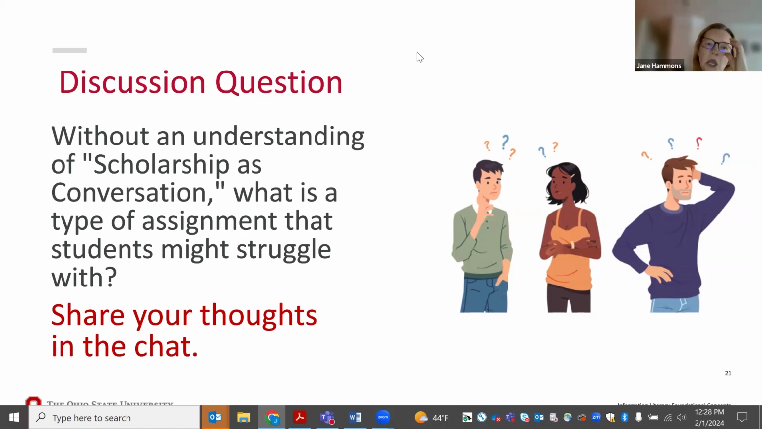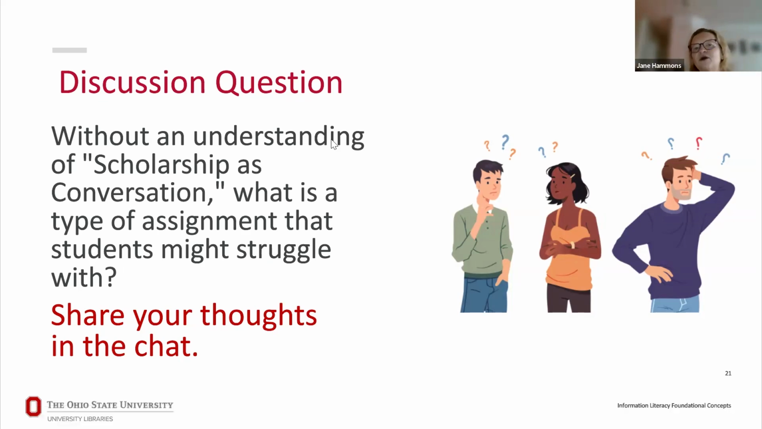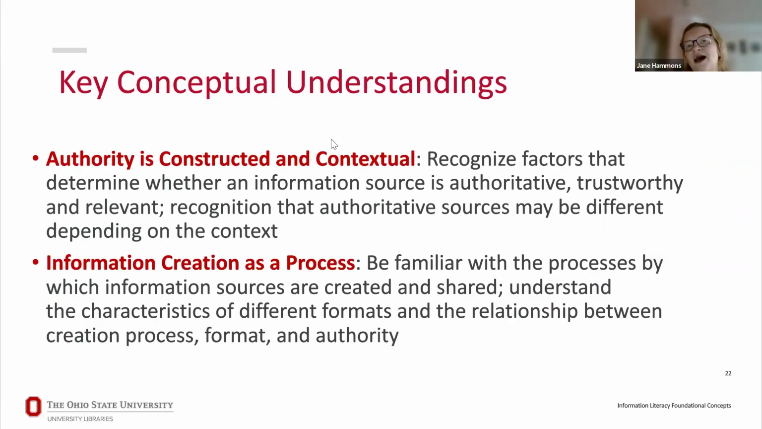So without an understanding of this concept, there's a lot of things that our students might struggle with. And that's what the framework really tried to do. It tried to highlight what are those things that experienced researchers understand, maybe without even realizing that they do, that influence our expectations for how students will perform, but that sometimes we don't talk about with them. So scholarship as conversation is one of the 6 core concepts.